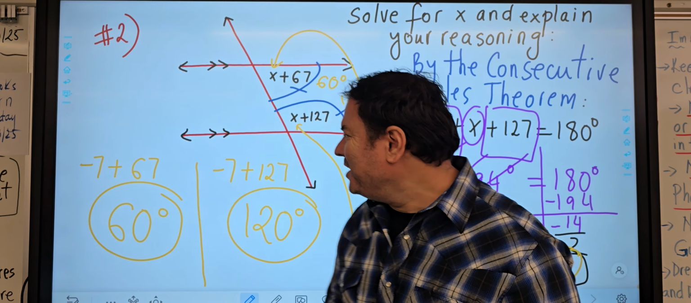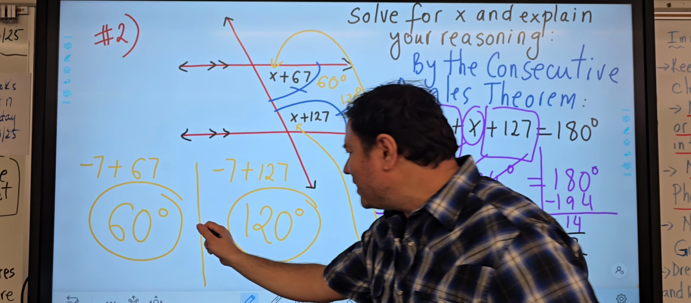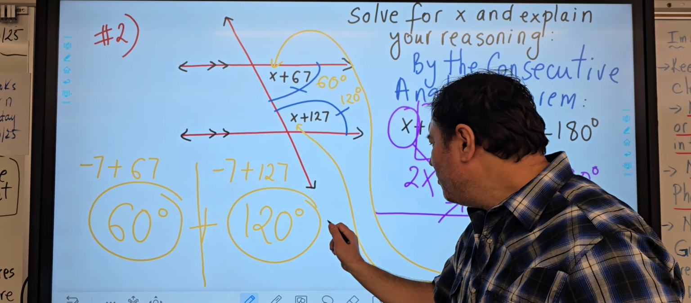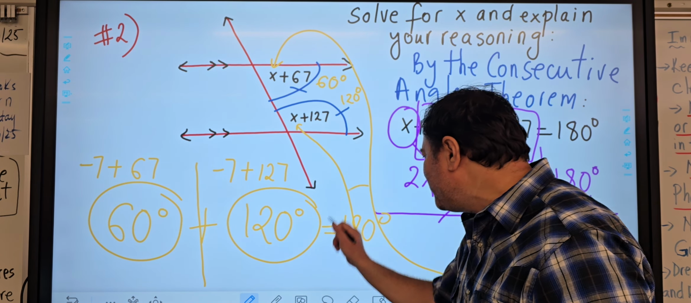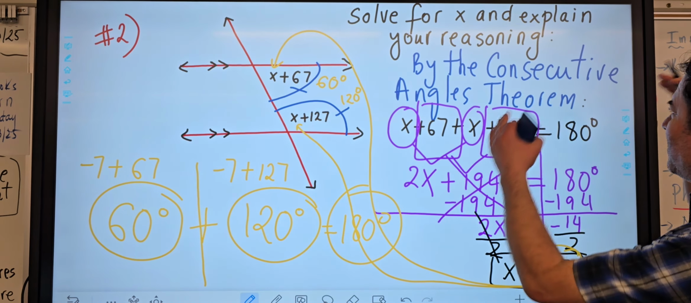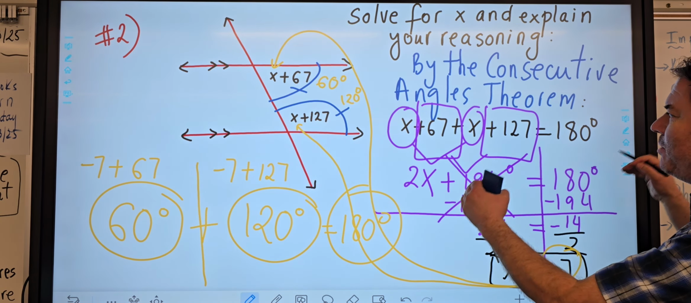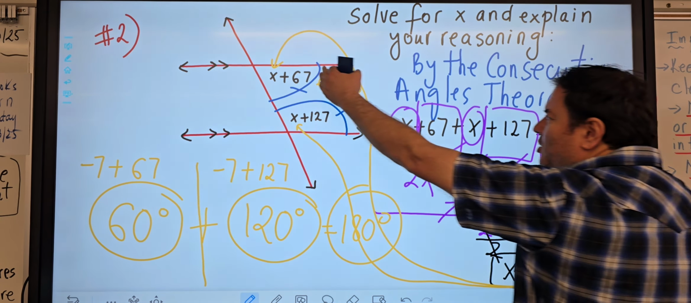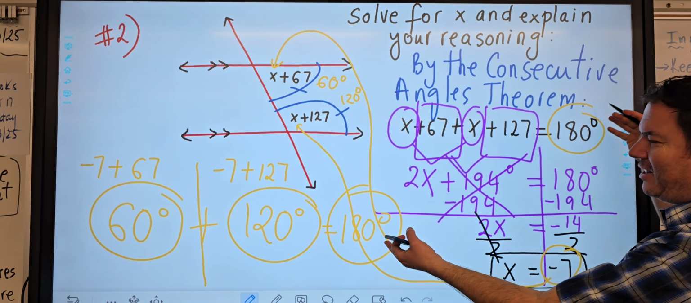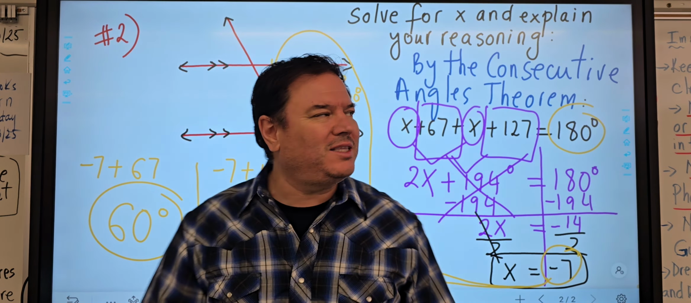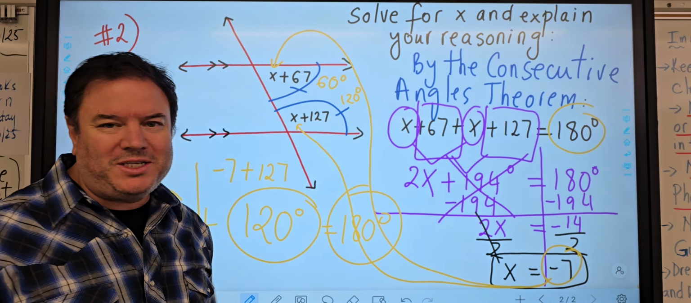And if we add 120 plus 60, we get 180 degrees, just like this theorem says. By the consecutive angles theorem, both angles should add up to 180 degrees. That's what we did, and we got the answer. We proved it, and we used our reasoning.